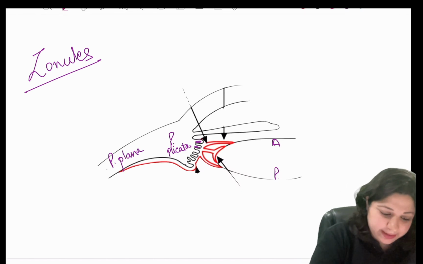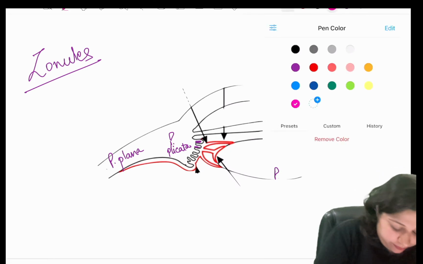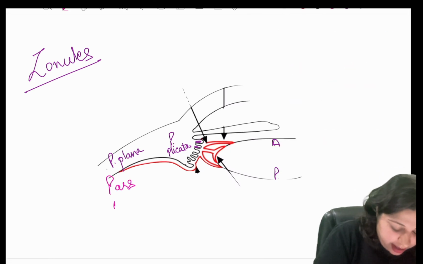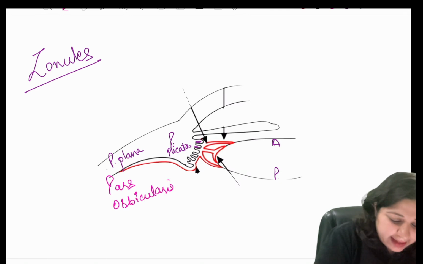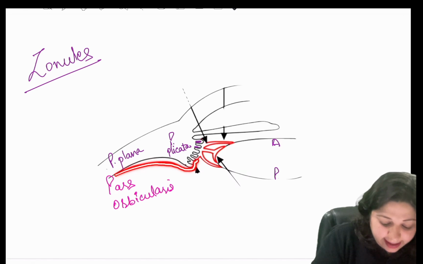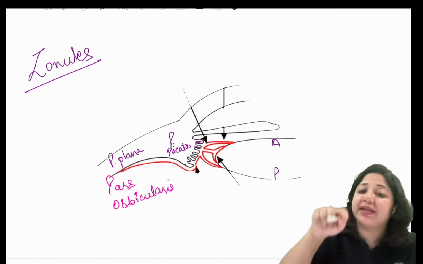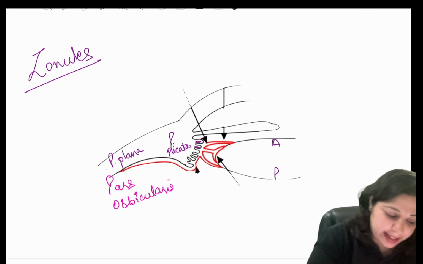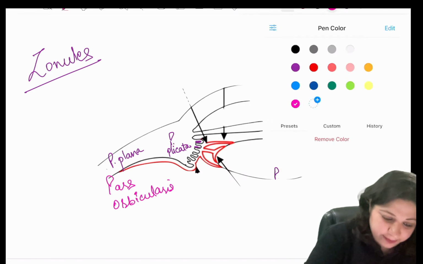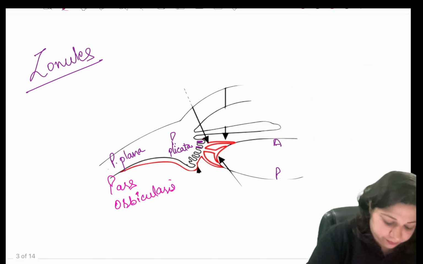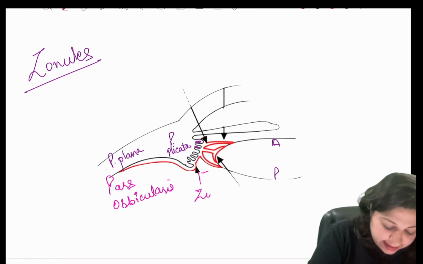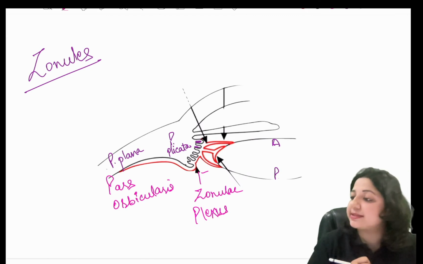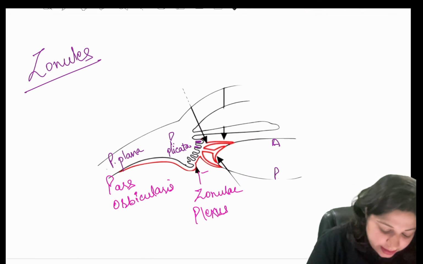This is called as pars orbicularis. Then the zonules come like this and they come and line the pars plicata. So this part which lines the pars plicata is called as zonular plexus.